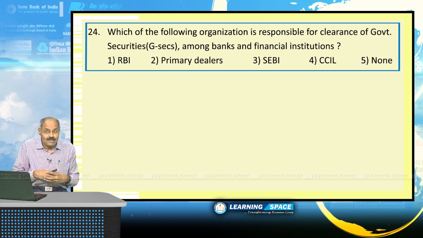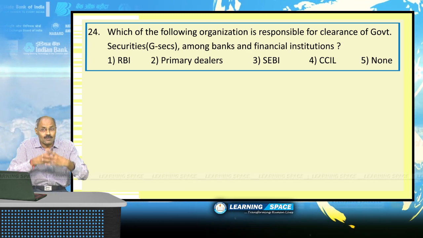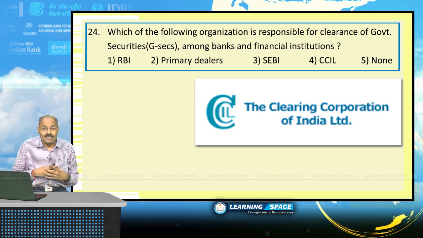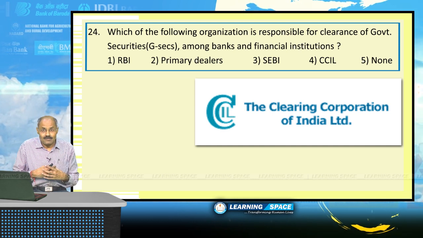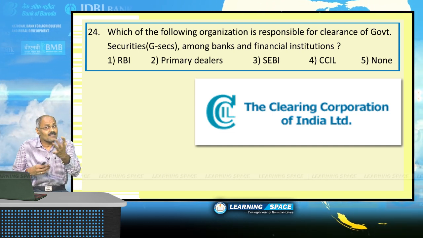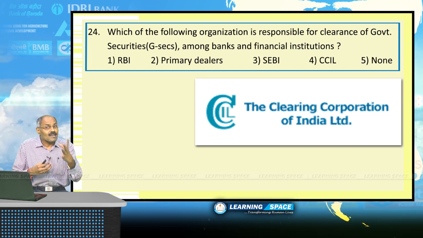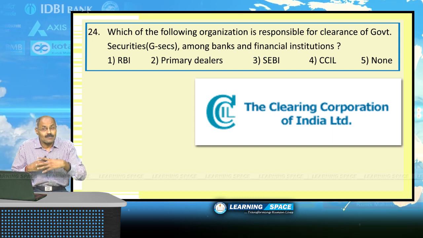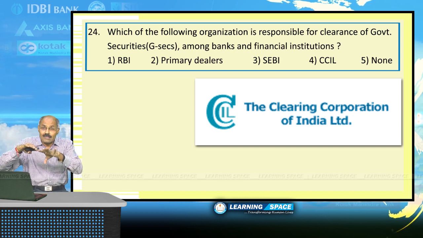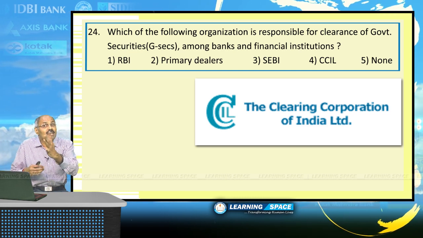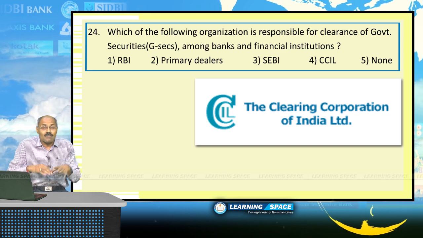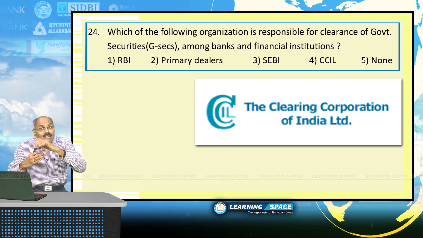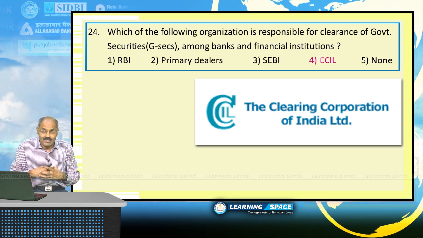Look into the last question. Which of the following organizations is responsible for clearance of government securities among banks and financial institutions? Government securities, GSECs, are purchased by banks as well as financial institutions. The organizations which trade in these government securities are called primary dealers. Please don't forget, the organizations which trade in government securities are primary dealers. But the organization which clears these amounts among banks and financial institutions is CCIL or Clearing Corporation of India Limited.